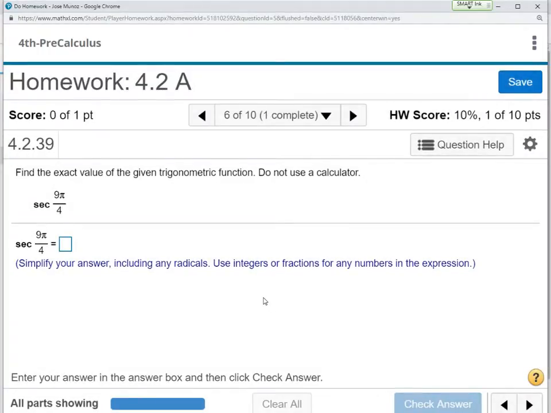All right. So again, this probably has all kinds of parts to it, doesn't it? Find the exact value of the given trig function. Don't use a calculator. Yeah, you just did that. Sure is. So, let's see here. It was the last one we did too, wasn't it? Let's see here. So that denominator 4 tells me that I'm working with 45s.